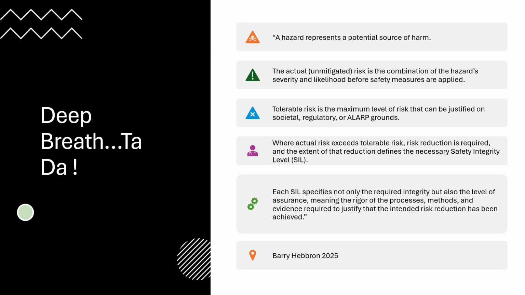Where the actual risk exceeds the tolerable risk, the risk reduction required and the extent of that reduction defines the necessary safety integrity level of the system that's managing that risk. Each safety integrity level specifies not only the required integrity, but also the level of assurance, meaning the rigor of the process, the methods and the evidence required to justify that the intended risk reduction has been achieved.